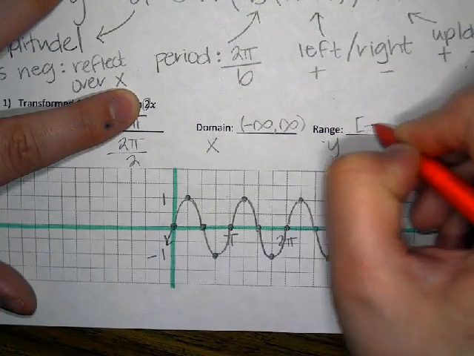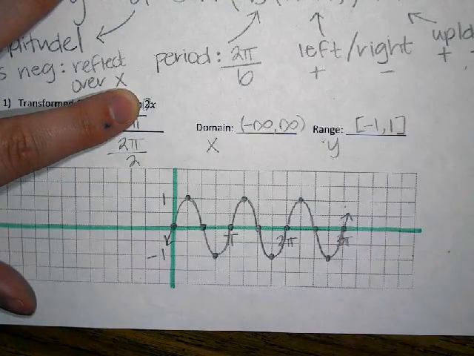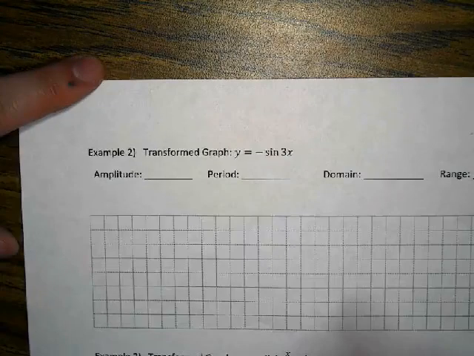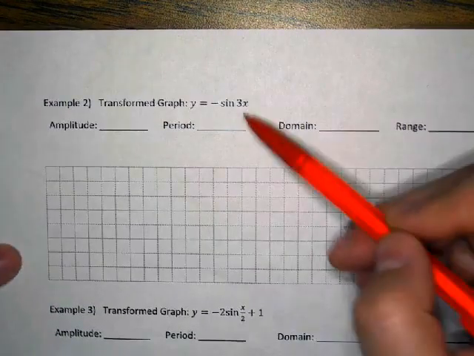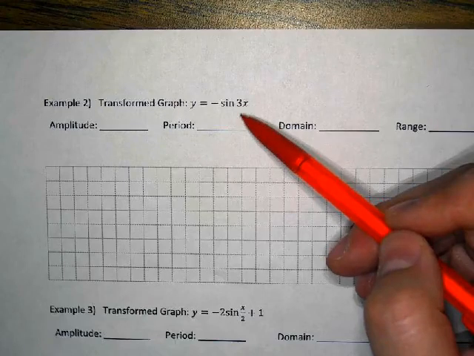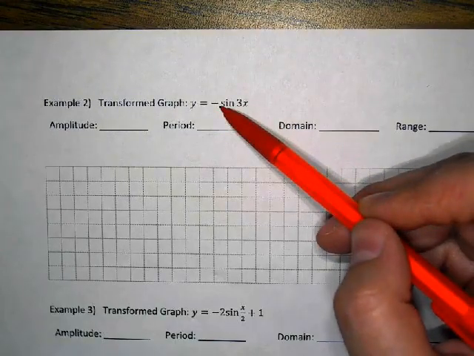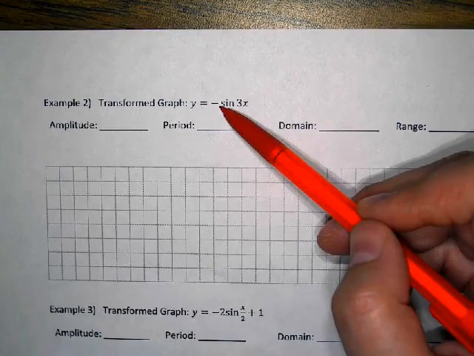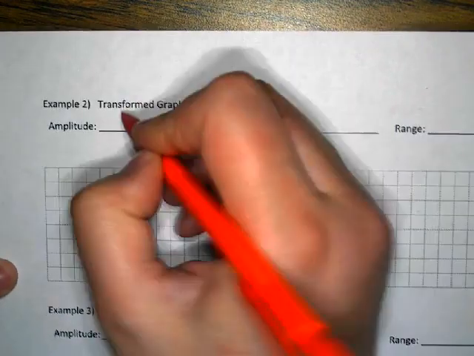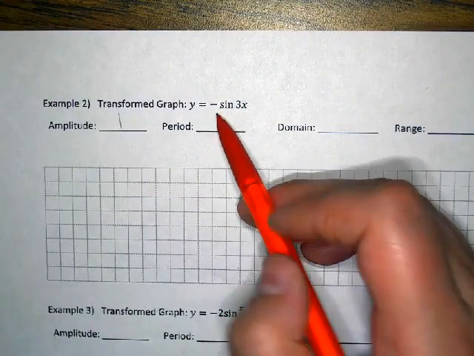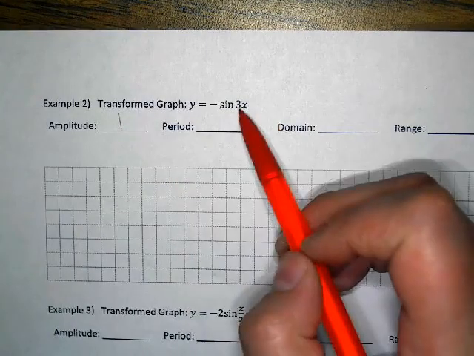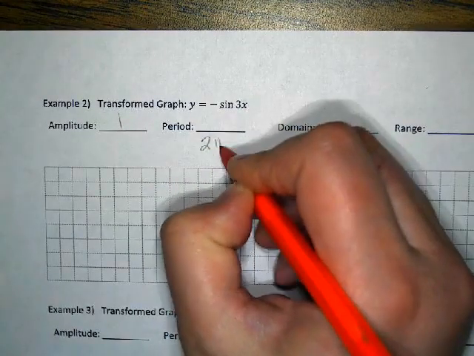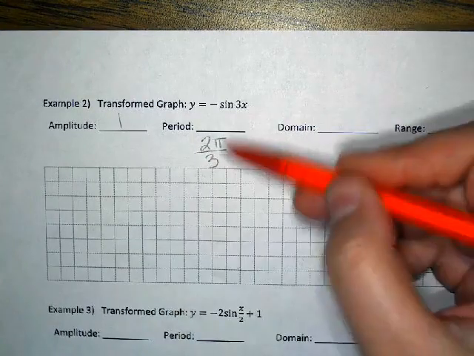All right, let's go ahead and flip to the next slide. Okay, this problem is similar, but this time we have a 3 for the b value, and they're telling us to flip the graph over the x-axis. So the amplitude is still 1. We're going to reflect it over the x-axis, so it's not going to go up first, it's going to go down first, but it still has an amplitude of 1. The period of the graph this time is going to be 2 pi divided by 3, so it's just 2 pi thirds. The graph is going to be 2 pi thirds wide this time.